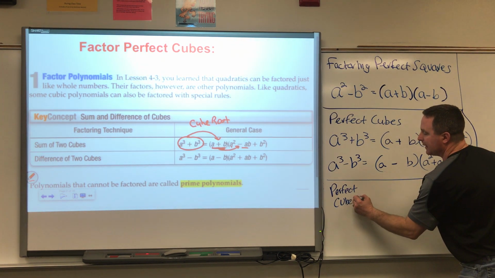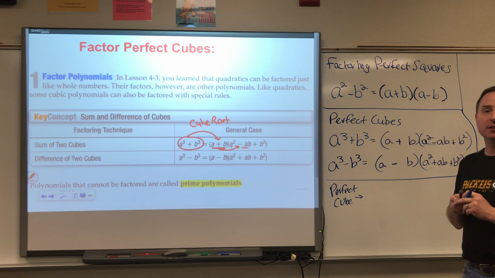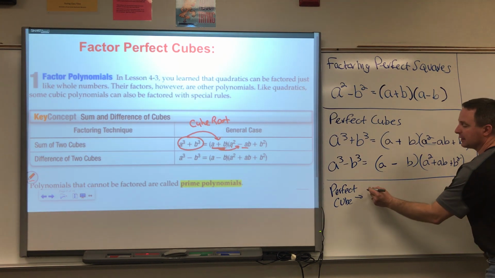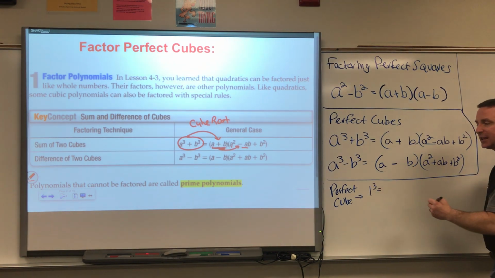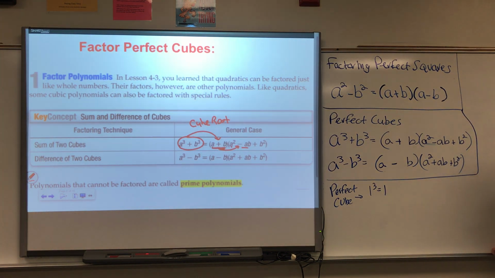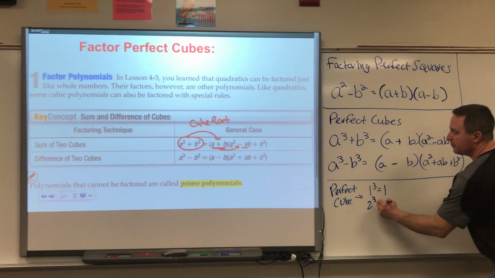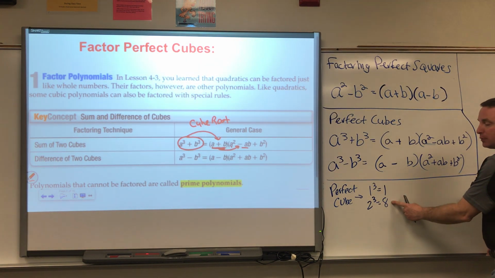I'm going to write down a few of the common perfect cubes that we're going to see quite often. I'm going to make a little list, and I think it'd be a really good idea to jot these down. 1 cubed is 1. Is 1 a perfect cube? Yeah. The cube root of 1 is 1. Okay. 2 cubed is 8. The cube root of 8 is 2.